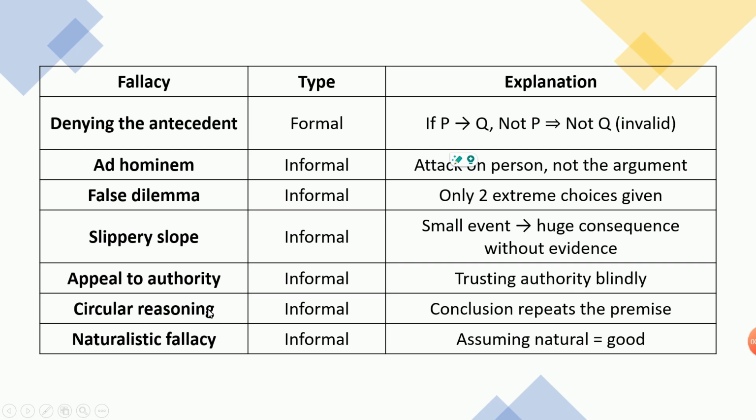Next is circular reasoning. Here the conclusion repeats the premise. Instead of forming a separate conclusion, it again repeats the statement, either premise 1 or premise 2. So that is circular reasoning. Next is the naturalistic fallacy, assuming natural equals good. Anything that comes from nature or occurs naturally is assumed to be a good thing. So that is the naturalistic fallacy. All of these come under the informal fallacy category. This one alone comes under the formal category.